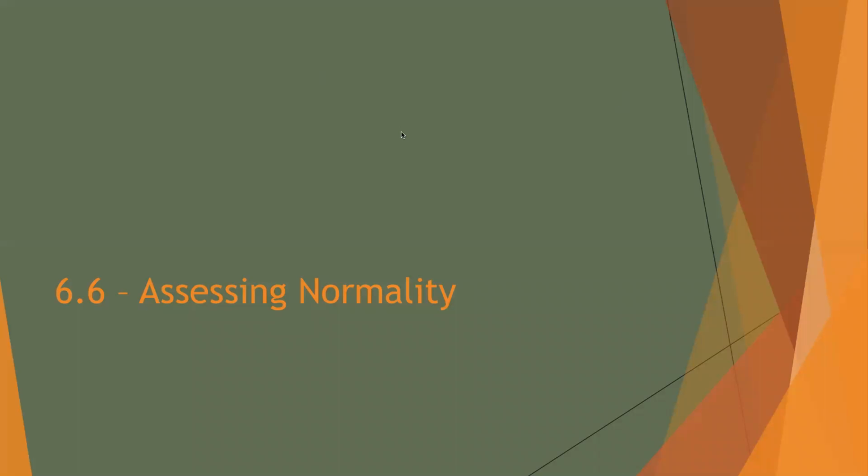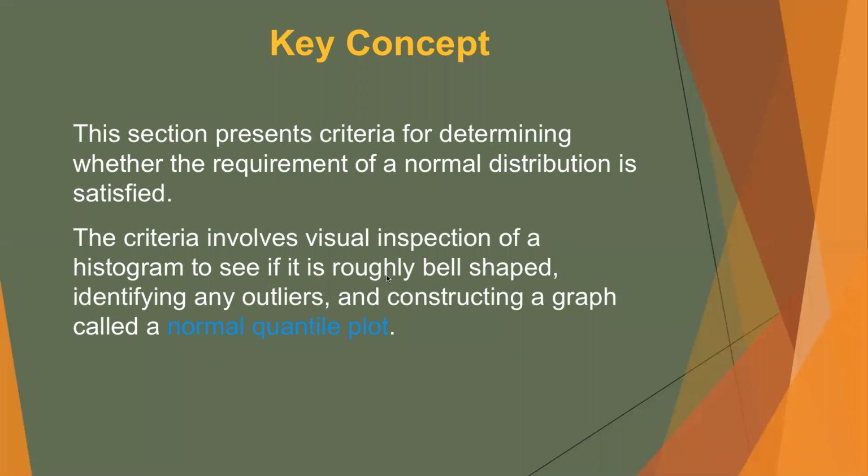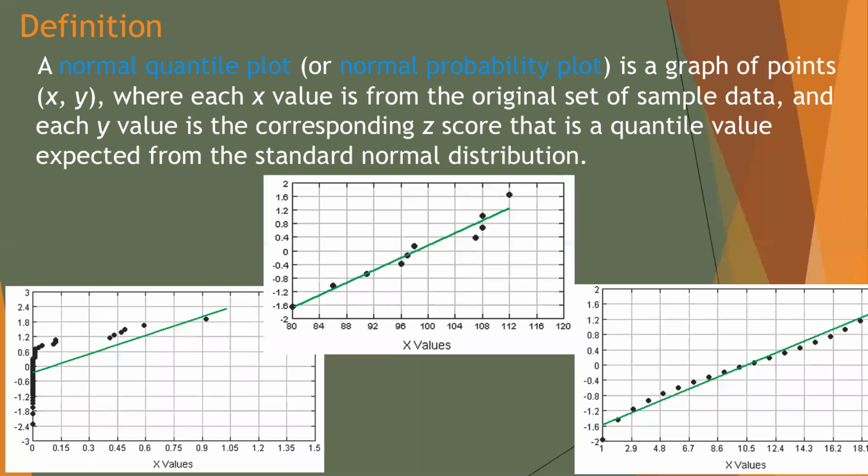All right, now we've got assessing normality, 6.6. So basically what we're going to do here is talk about how we can determine whether data meets the requirement for normally distributed data, or basically whether the normal distribution is satisfied. One of the ones that we've talked about briefly before was a normal quantile plot. We're going to go into more definition of the normal quantile plot.